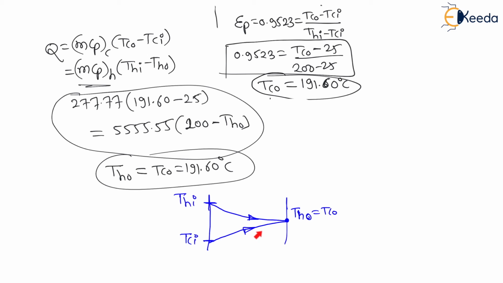It means this is the best possible heat exchanger in parallel condition, because for a parallel flow heat exchanger, TCO is always less than or equal to THO. The exit temperature of the cold fluid is always less than or equal to the exit temperature of the hot fluid for parallel flow. And if it becomes equal, it is the best possible parallel flow heat exchanger.